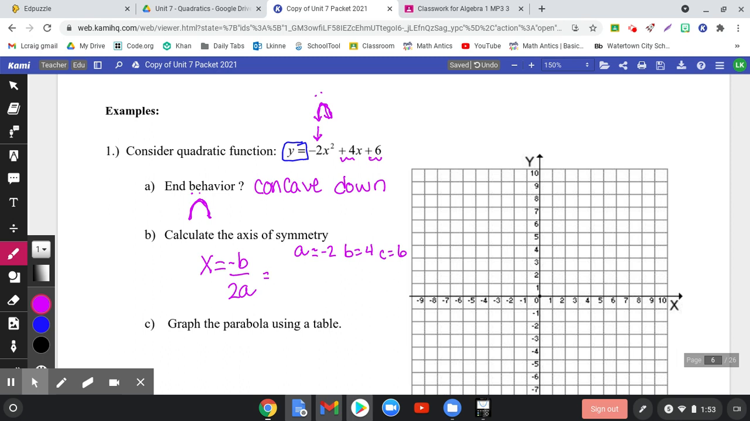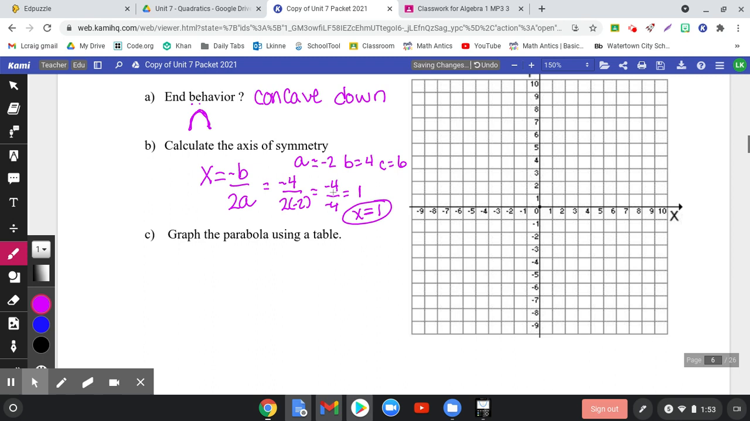So if I'm plugging these in, instead of negative b, I'm going to do negative 4, because that's what b is. Over 2 times a, 2 times negative 2. So I have negative 4 divided by negative 4, which is positive 1. So my axis of symmetry is x equals 1. Now I know that's complicated, so you're not always going to have to do that. That's just one way to find the middle of your table.